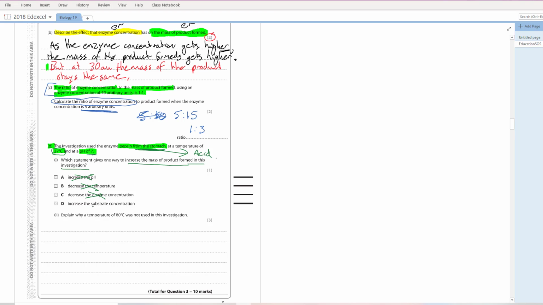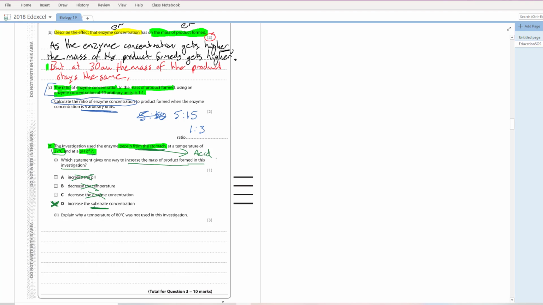And the last thing says increase the substrate concentration. Okay, so the substrate is the thing that the enzyme is breaking down. So if there's more of the materials for the enzyme to break down, then it's going to be able to react faster. So the answer is D, increasing the enzyme concentration.